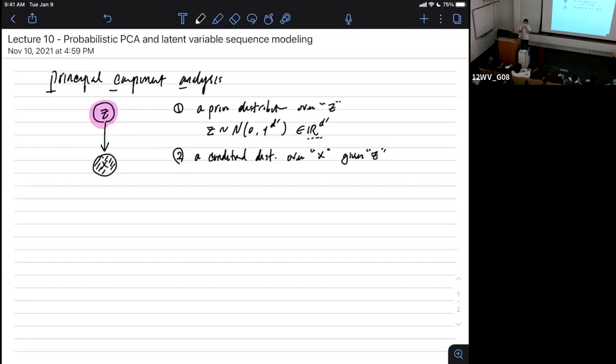But here, to make the conversation a bit lightweight, we're going to assume that this also follows a normal distribution. That is, this X given Z is going to follow a normal distribution where the mean is going to be W times Z plus B, and our covariance is going to be sigma squared times the D-dimensional identity. So we'll just assume that it's Gaussian, and this Gaussian is going to be D-dimensional.